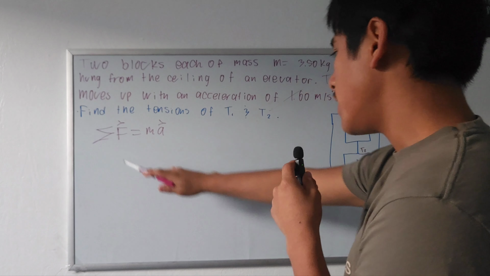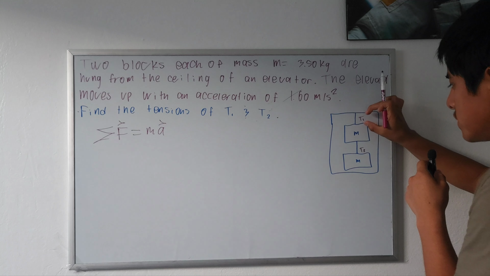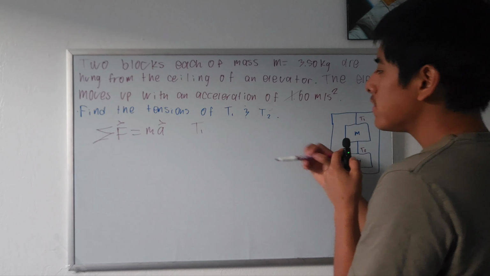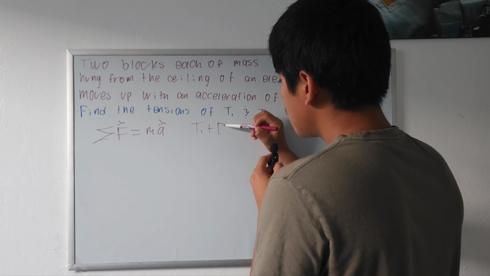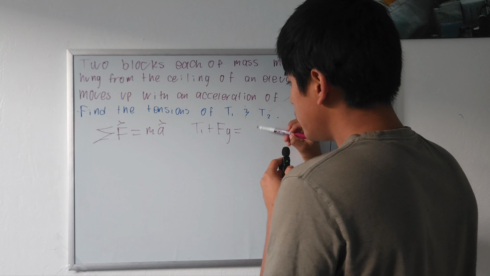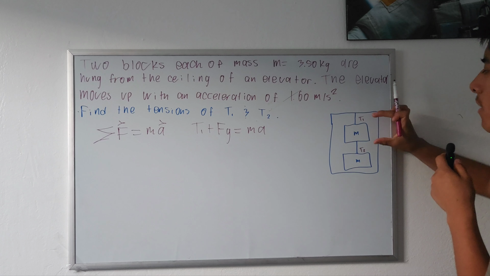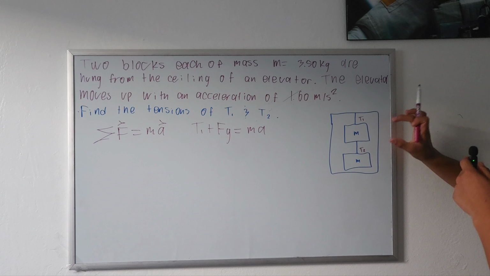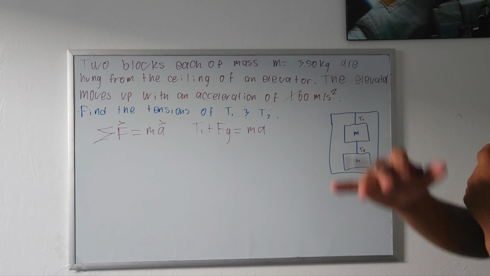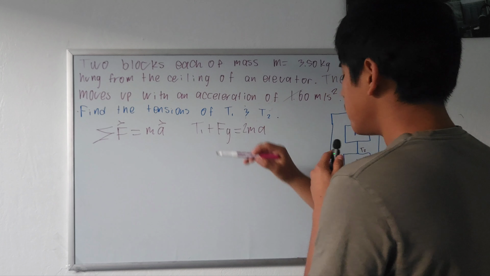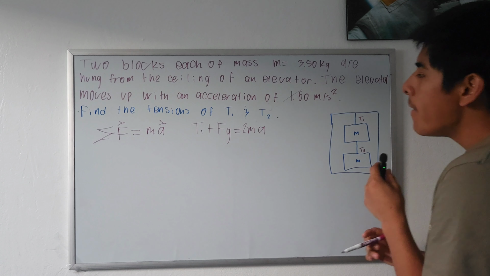And the forces in this case are going to be the tension and gravity. So it's going to be T1, because we're working with T1, plus the force of gravity is going to be equal to the mass times the acceleration of these two masses. Since we're talking about these two masses, we're going to put a 2 in front of this m because it's two masses.